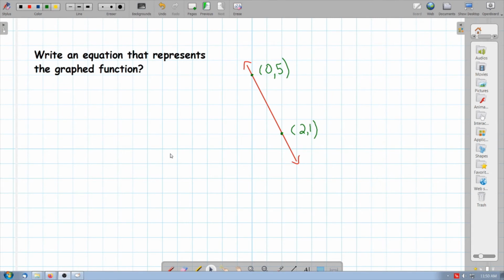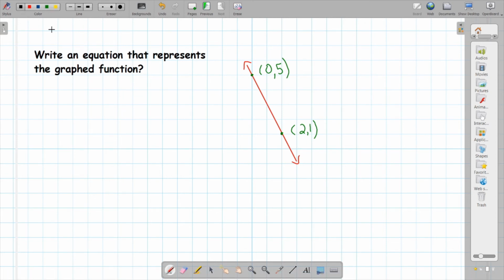Okay, let's move on to our second example. This time we're given a graph. It looks like we've got 2 points that are labeled. And let's see what they're asking. It says, write an equation that represents the graphed function. So we have a graphed function. Remember, we're dealing with slope-intercept form. Once again, that form, slope-intercept form, is y equals mx plus b. Hopefully this form gets committed to your memory.